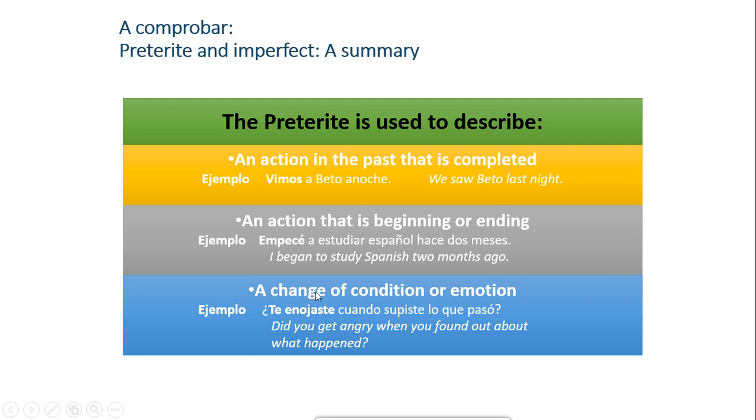To signify a change in condition or emotion, se usa el pretérito. Por ejemplo, ¿te enojaste cuando supiste lo que pasó? Okay, so did you become angry when you found out what happened? As in a reaction. Now, if it's an ongoing emotion or condition, we'll use the imperfect. We'll see here in a moment.